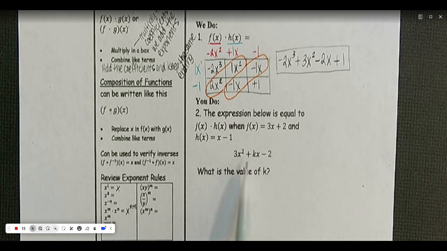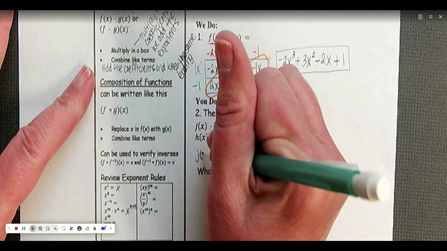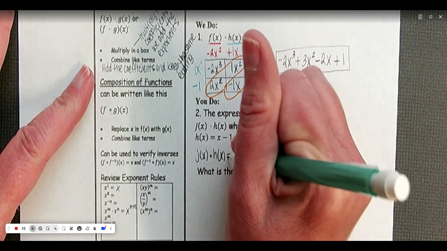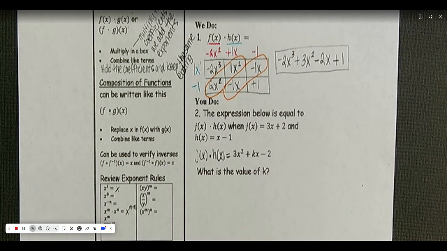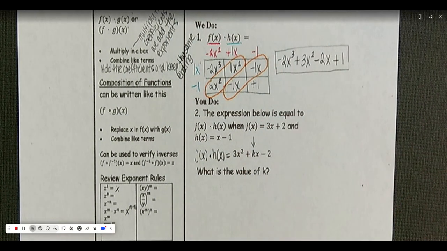So here's the expression that they're giving us, that they're telling us is the answer to that multiplication problem, right? So they're saying that j of x times h of x is equal to that expression. And then it says, what is the value of k? So they want to know what number would be right here, the coefficient of the x term in our answer. So the way we want to answer that is we want to multiply j of x by h of x and see what we get.